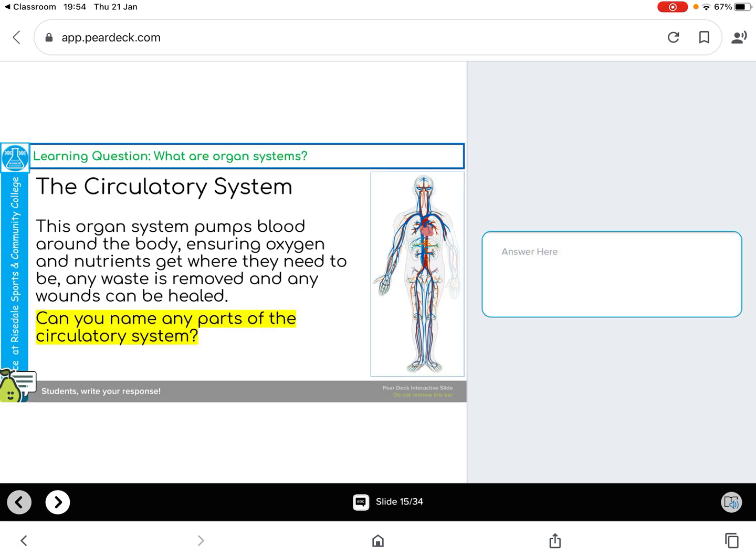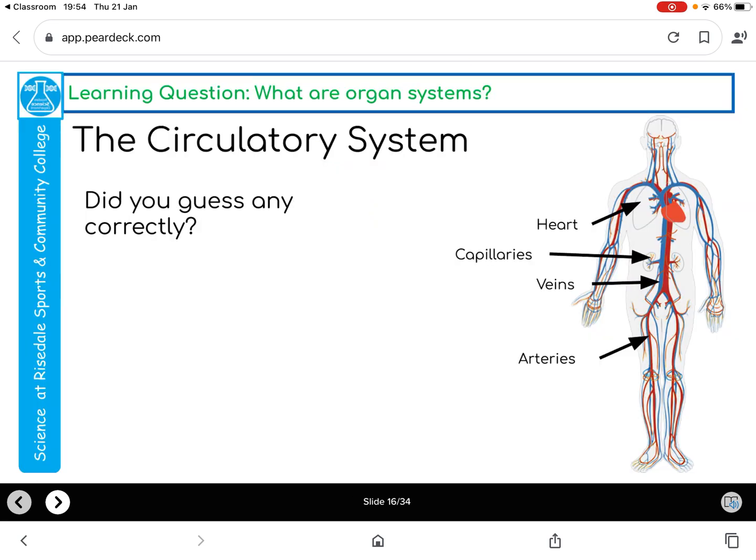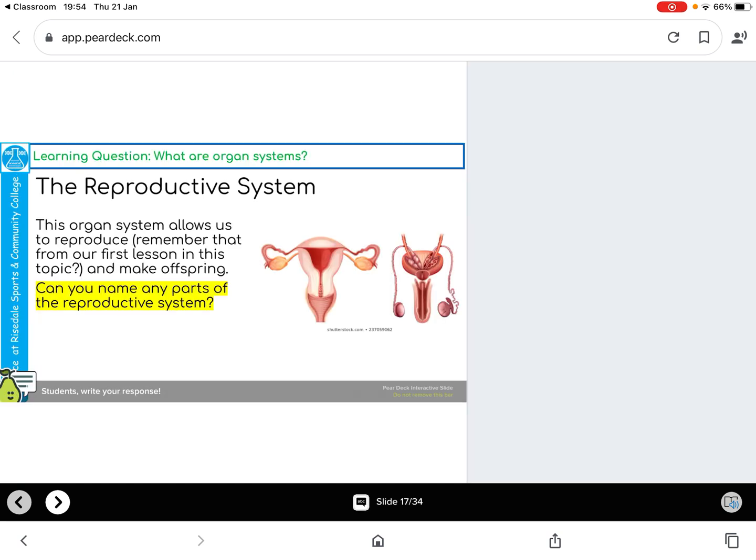Circulatory system pumps blood around the body and makes sure that oxygen and nutrients get where they need to be. The blood also removes waste, and the blood also transports white blood cells to heal infections, and also platelets, which will then clot the blood. And this is made up of the heart, which is the pump, and arteries, veins, and capillaries, which are the different tubes that our blood can travel through in our body.